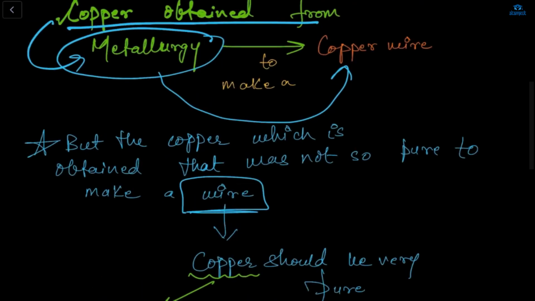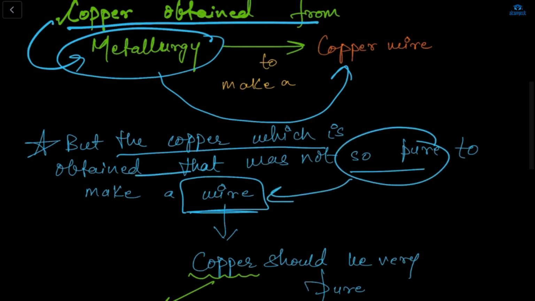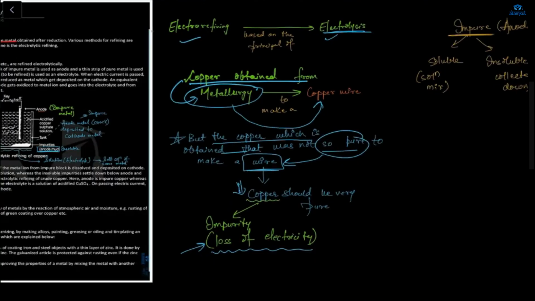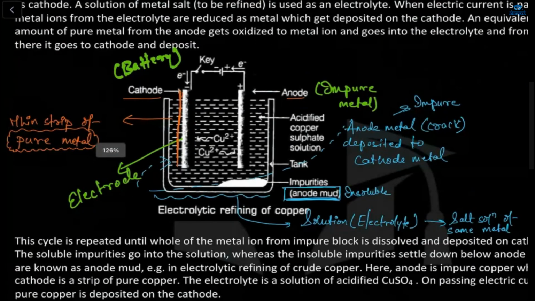ठीक है, यहाँ पे लिखा: but the copper which is obtained was not so pure to make a wire. So the copper should be very pure to make a wire. If it is not, then the loss of electricity will be there. Now we will learn this beaker.